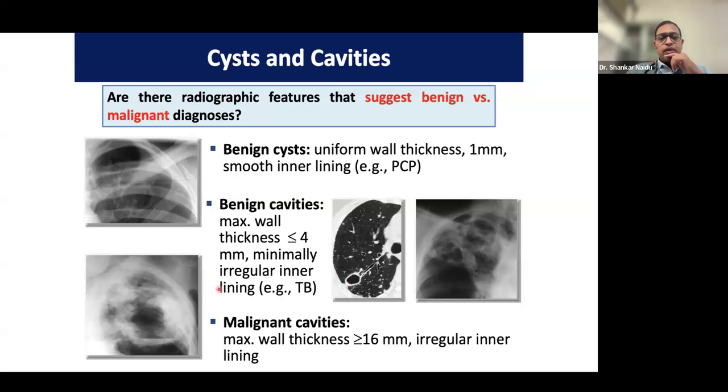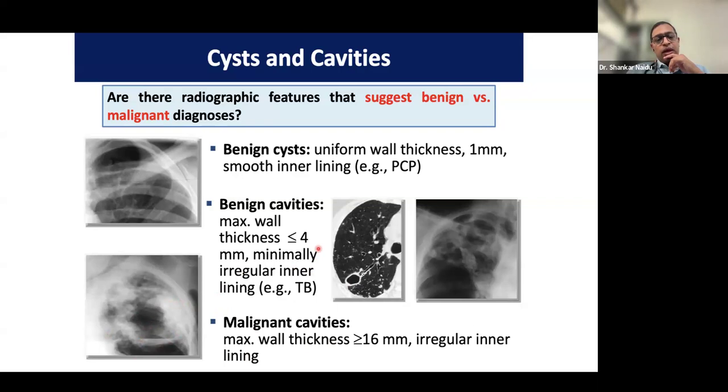Whereas in malignant cavities, the wall thickness is usually much more than what we expect in the benign causes, and there would be some irregular lining in the inner lining of the cavity. So this would indicate that there would be some underlying malignancy as the cause of this cavity. But however, as I told, these are some soft points. This might not always be true. That you need to remember.